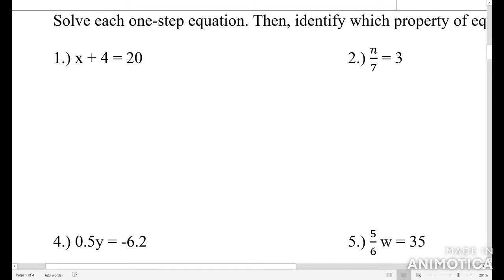I'm trying to isolate x, right? That was the very first blank that we filled in. I'm isolating the variable, so I'm trying to get x by itself. In order to do that, I'm going to get rid of this positive 4. How do I do that?